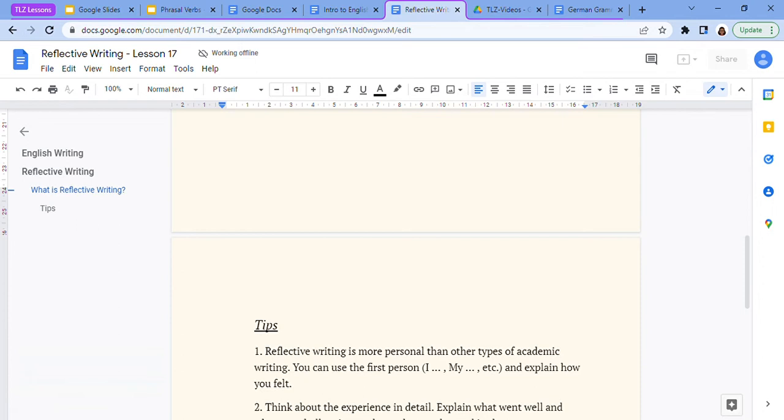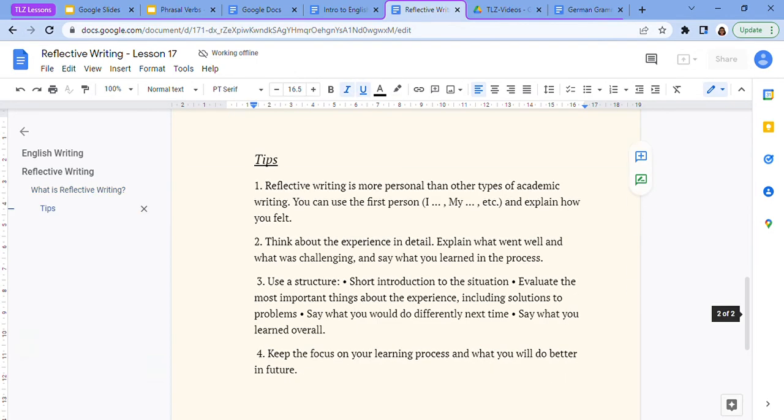Now, like I said, they're different from standard essays, and you have to always think of the key elements before you write. So, first of all, the first tip: reflective writing is more personal than other types of academic writing. So you mostly use the first person, I, my, etc., and explain how you felt. You have to look back.